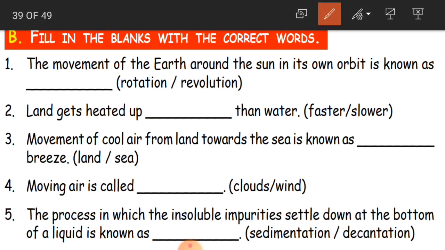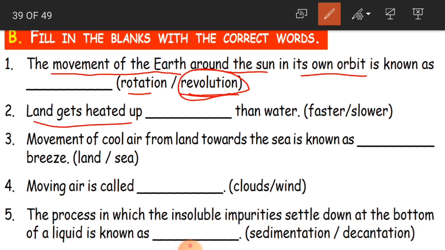Okay. Now the first question here is, the movement of the earth around the sun in its own orbit is known as. Again, read carefully. Movement of the earth around the sun in its own orbit is known as. Is it rotation or revolution? And the answer is revolution. When earth moves around the sun, then it is called revolution. Clear, children?